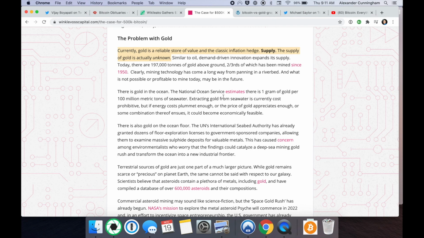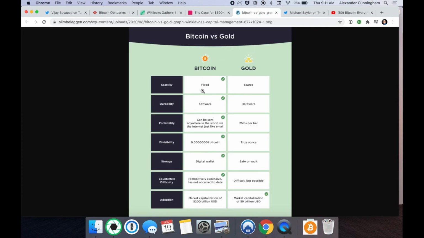The easy premise is that gold commands a $10 to $13 trillion market cap. Bitcoin is a $325 billion market cap, and it's superior to gold as a store of value. We can compare the two. Bitcoin is fixed. It is software. It can be sent anywhere in the world, just like email, to anyone, anytime, in any amount, without censorship, stored in a digital wallet rather than having to construct a ridiculous vault to hold your gold. It's impossible to counterfeit a Bitcoin.